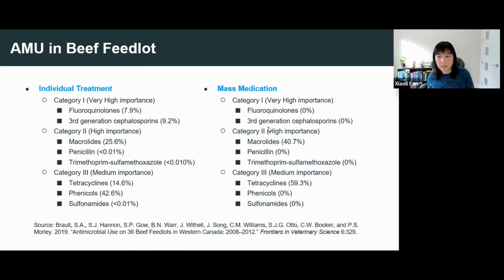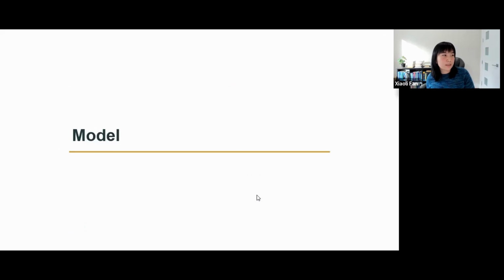I do have some data for the antimicrobials used in beef feedlots, and again, this is outdated. This is from a publication from 2019, but I'm really hoping that I can access more recent data. So here on the right, those were the mass medication, and usually there are 2 antimicrobial classes that are used the most. One is macrolides, about 40%, and the other one is tetracyclines, almost close to 60%.